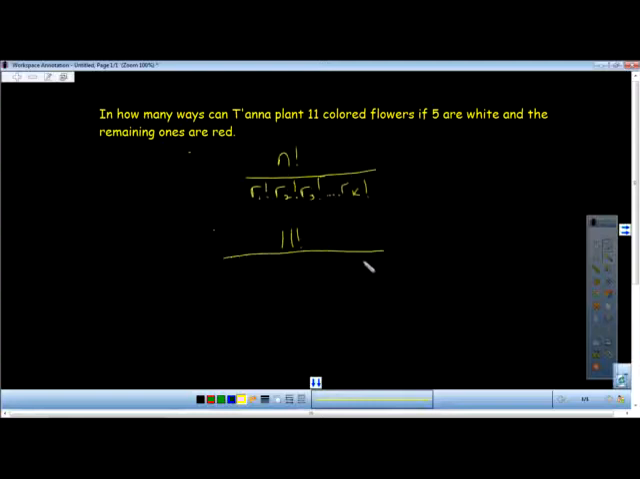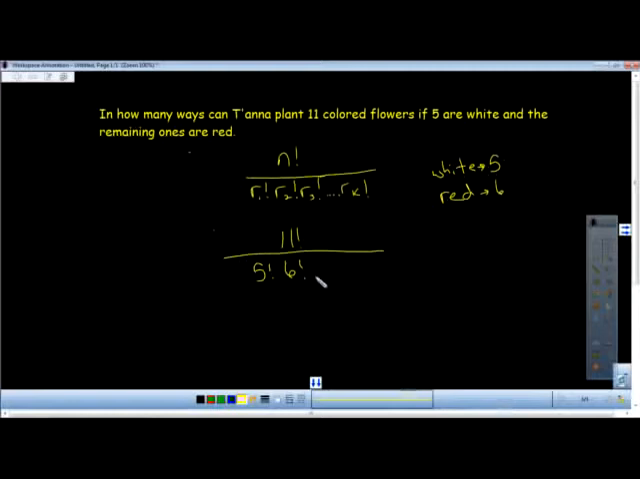In the denominator, I'm going to put identical objects. So let's write it out here: we have white, I have 5 of them, they're identical, they're all white. And red, if I have 5 white ones and all the remaining ones are red, that means I'm going to have 6 red. So in the denominator, I'm going to have 5 factorial, and I'm going to have 6 factorial.